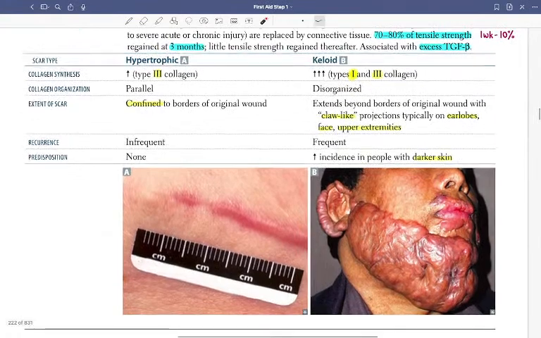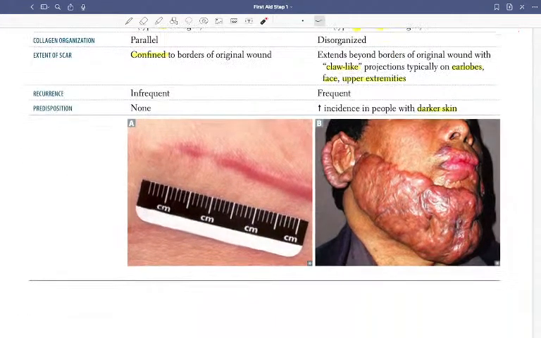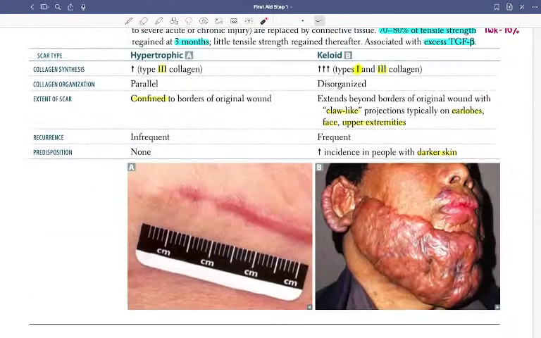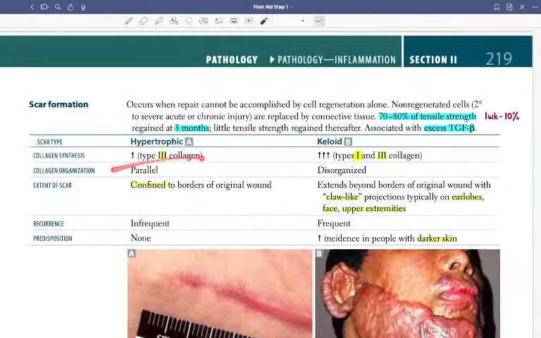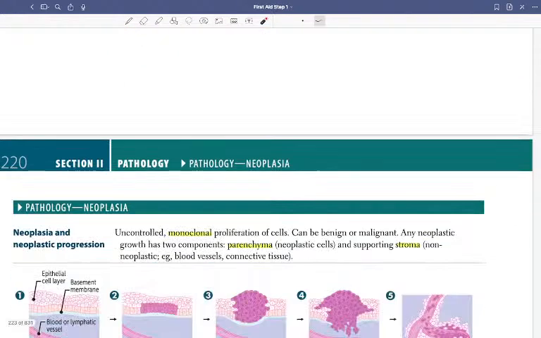Just the collagen number is important. 3 and 1 and 3. There we had the proliferative phase where first it was type 3 and then after it we had type 1. In case of chronic inflammation, the collagen, this thing.